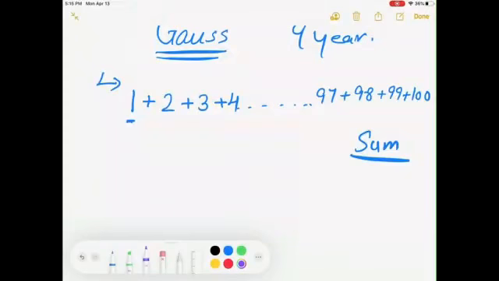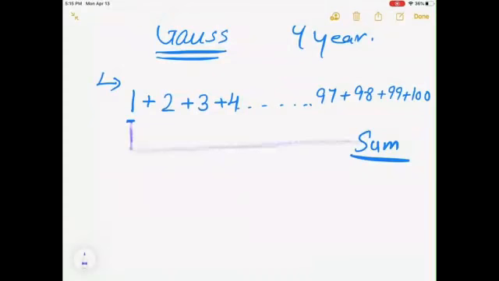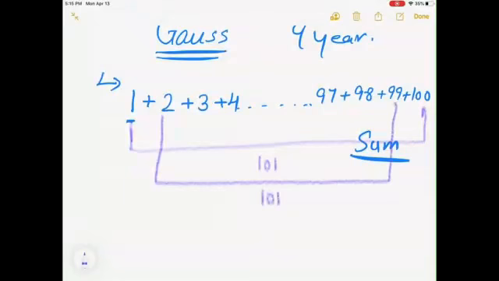He thought, okay, look at this number. If I take this number and add it to this number, this makes 101, okay? Now, if I take this number and add it to this number, this is another 101. Okay, let's try the same thing with other numbers. I take 3 and add it to 98. That makes another 101. So it means there is a pattern.